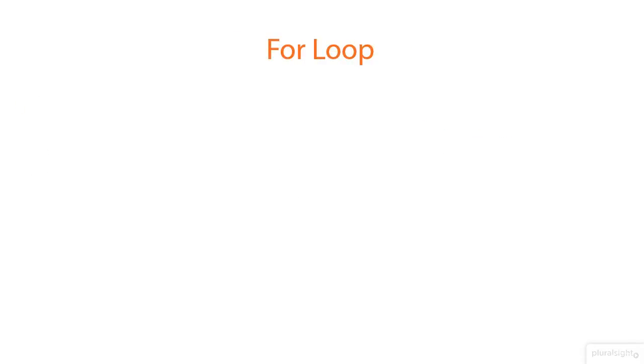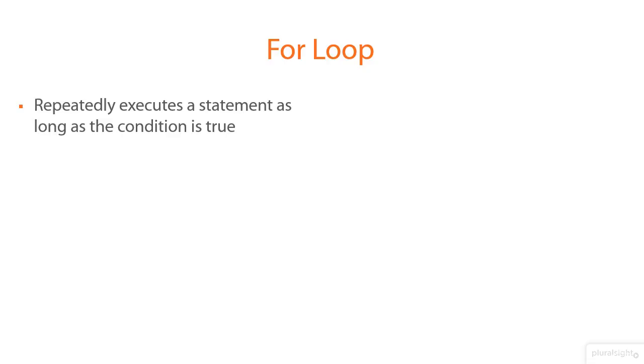The last of the basic loops we're going to look at here is the for loop. Just like the others, it repeatedly executes a statement as long as the condition is true, and the condition is checked at the start of the loop, very much like the while loop. And really, the for loop is more of a convenience layout for a while loop.